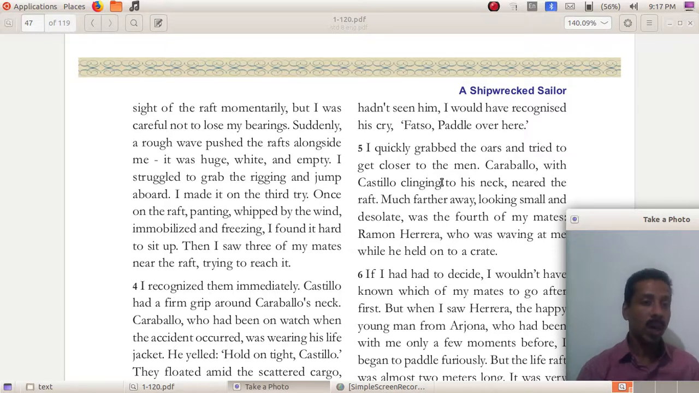Okay, once on the raft, panting, whipped by the wind, immobilized and freezing, I found it hard to sit up. That means he was very tired while he got into the raft.